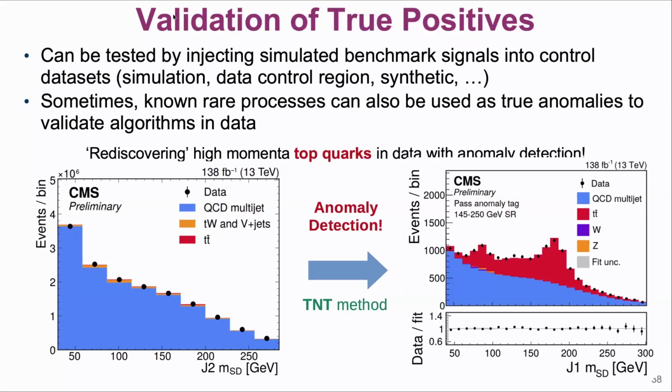Okay, and then you want to validate this on true positives. So can we actually find signals in the data? You can test this in simulation by injecting benchmark signals either into simulated data or into the control region, and running the process there. And that's great to do.